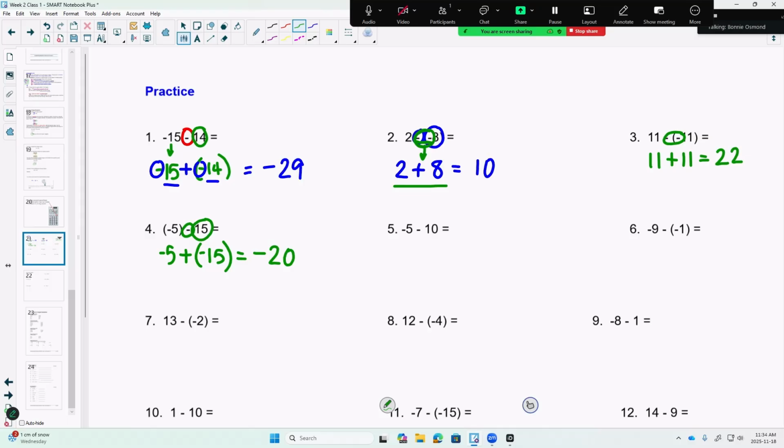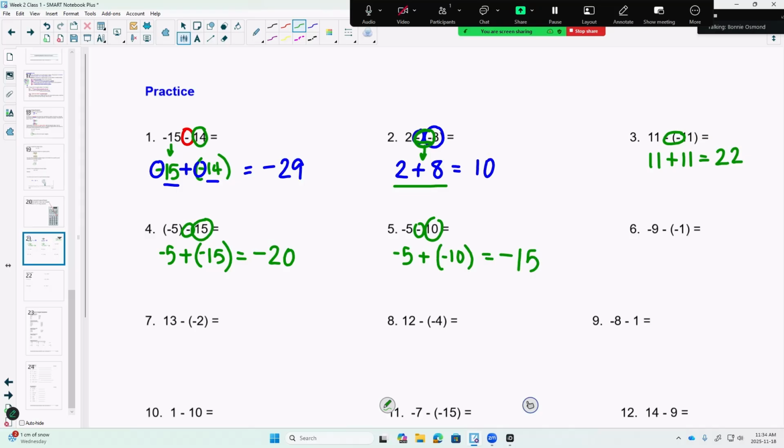Number 5, negative 5 minus 10. So the negative 5 stays the same. Change subtraction to addition. Change that positive 10 to a negative 10. And again, I have two negative numbers. Negative 5 plus negative 10, I'm going to get a negative answer. 5 plus 10 is 15.